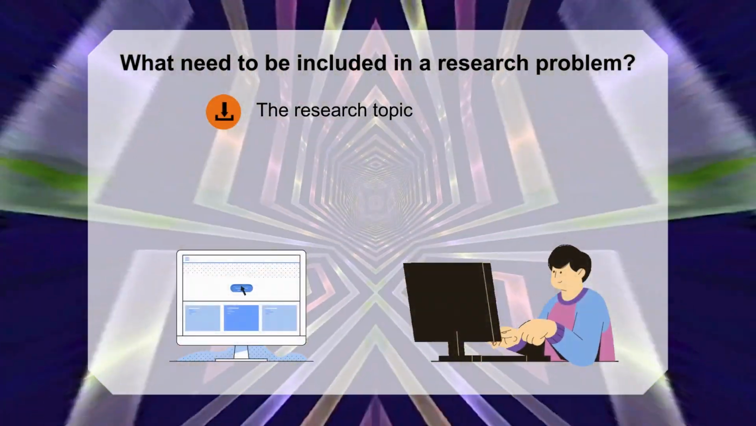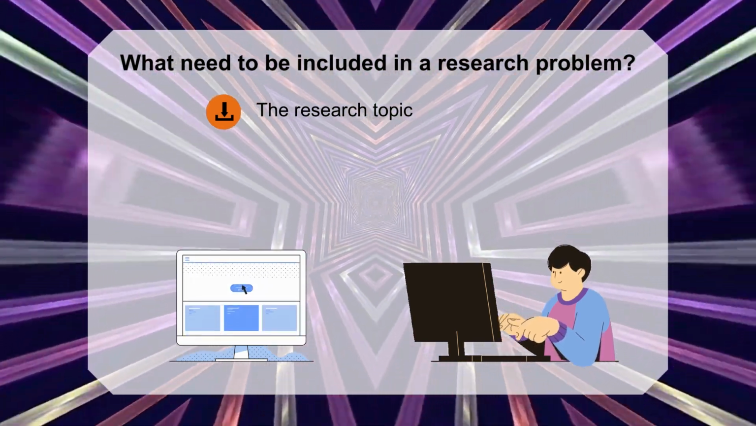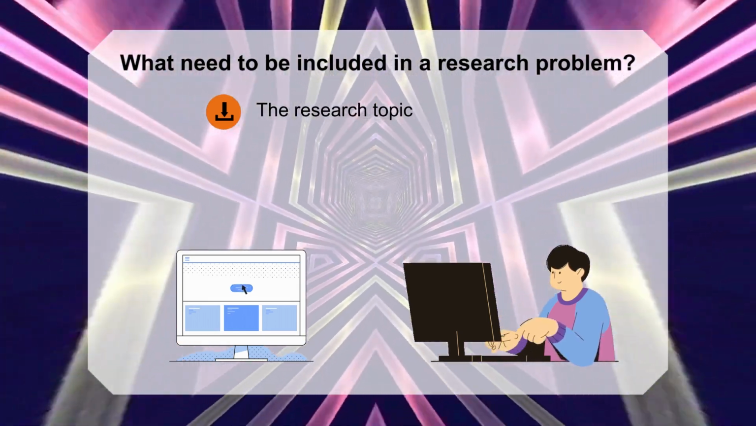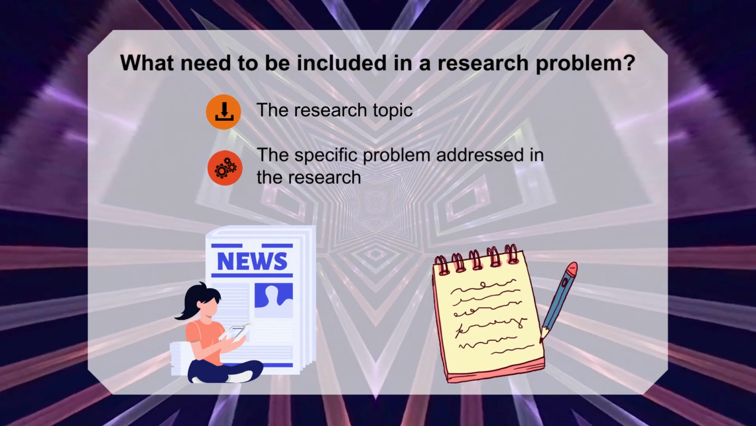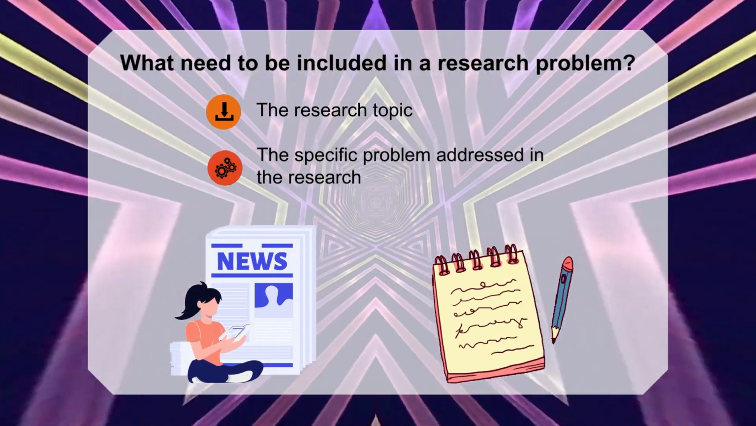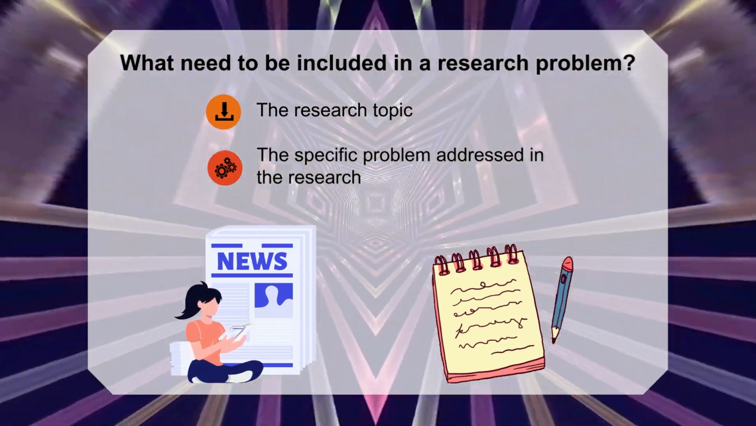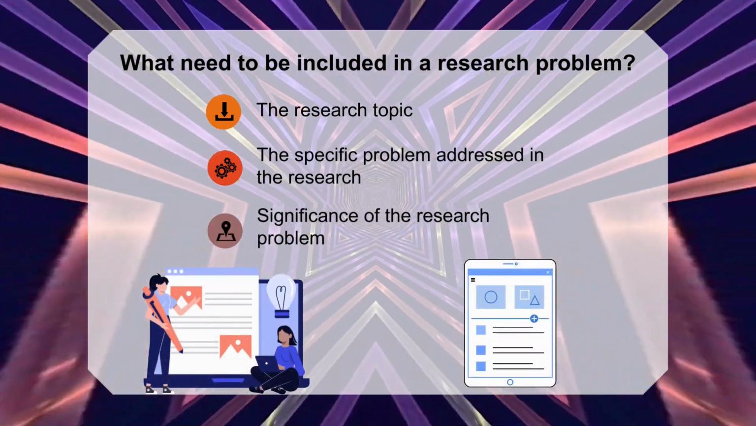First, research topic. The general area of interest provides the research context by specifying the broad subject or topic to which the study pertains, such as marketing, business, and sports management. Second, the specific problem addressed in a study. The problem statement identifies the central issue or problem that the research project aims to investigate and highlights the gap in the existing literature.